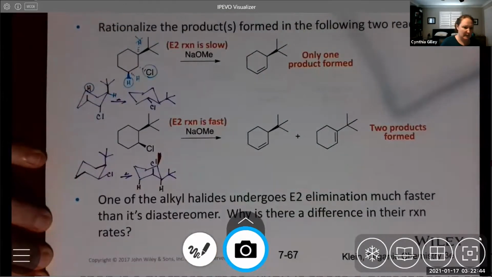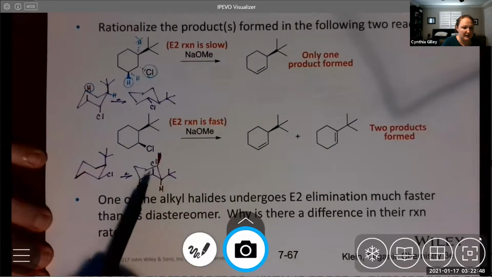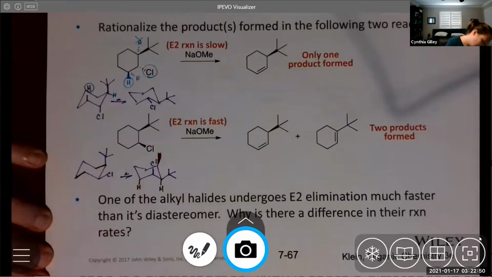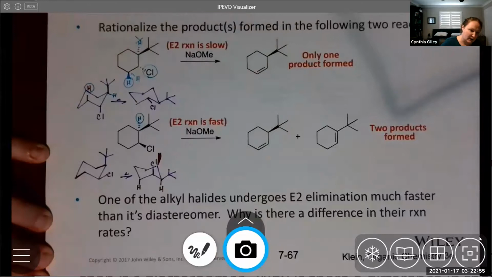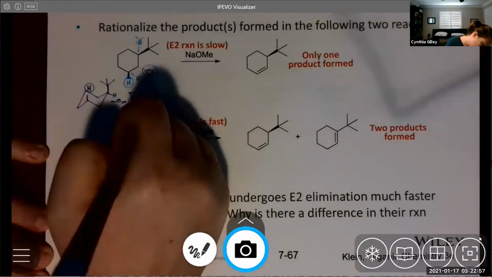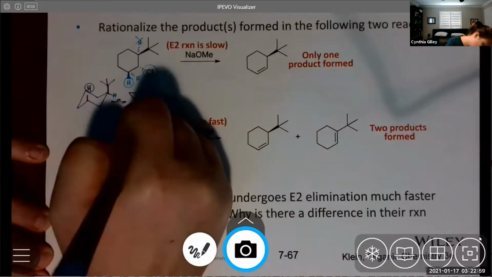And then with this structure, we have two hydrogens that are opposite the chlorine on different beta carbons. So in this case, we do have this one which can be removed, and also the one that's going down over here can be removed.